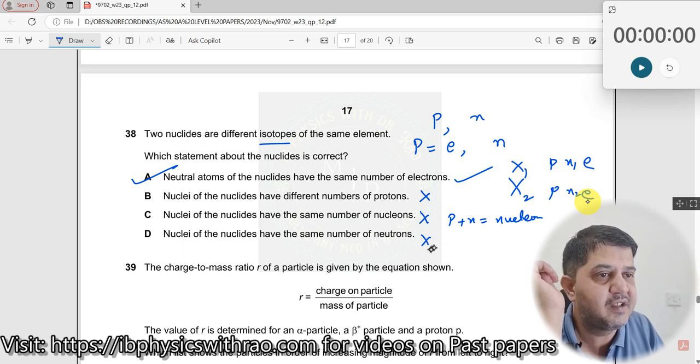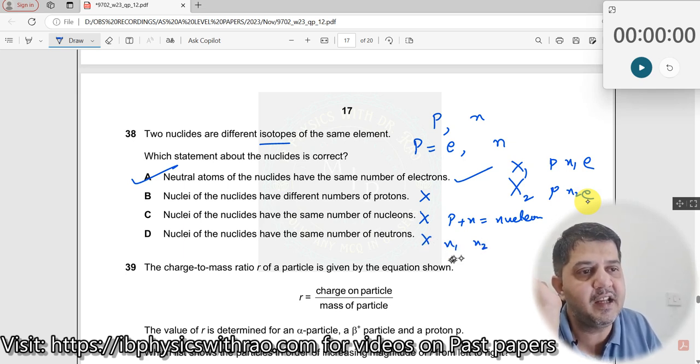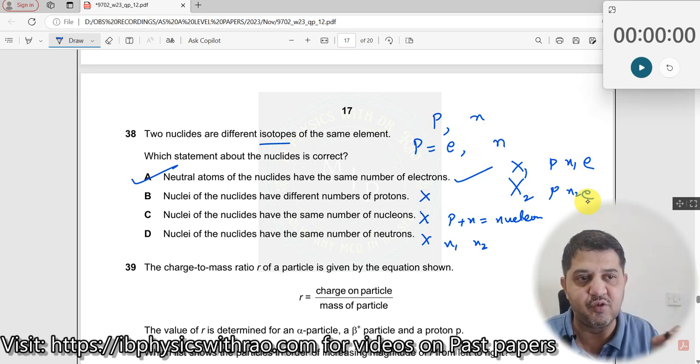Okay, nuclei of the nuclides will have the same number of neutrons. No, this actually differs over here. So there will be n1 and n2. n1 will not be equal to n2. So that is what you call an isotope, right?